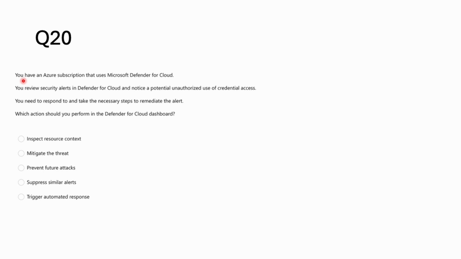Now the next one is, you have an Azure subscription that uses Microsoft Defender for Cloud. You review security alerts in Defender for Cloud and notice a potential unauthorized use of credential access. You need to respond to and take the necessary step to remediate the alert. Which action should you perform in the Defender for Cloud dashboard?